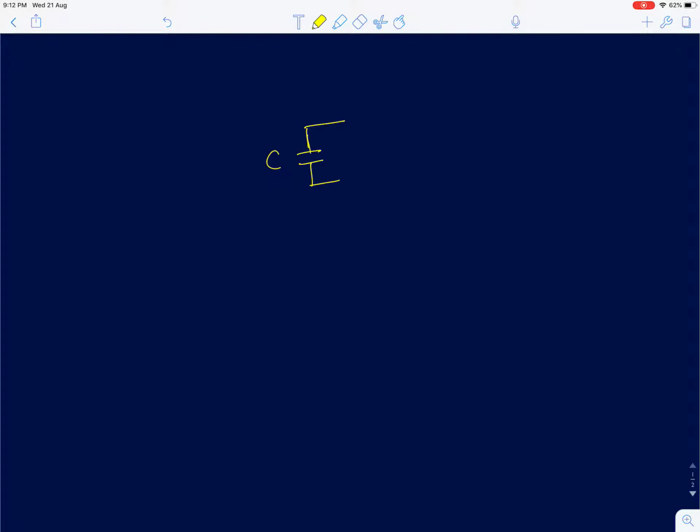Hi everyone. In this lecture, we'll discuss the non-ideal capacitors. For example, consider an ideal capacitor which is charged to a voltage, say Vx volts, and then after some time I connect a load resistance RL across it.